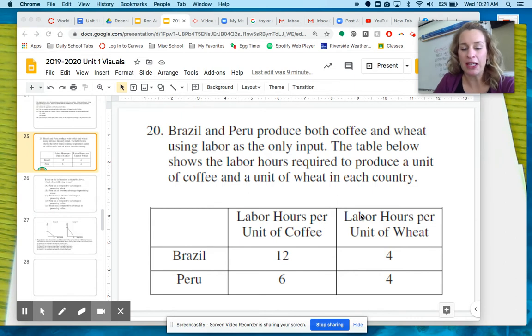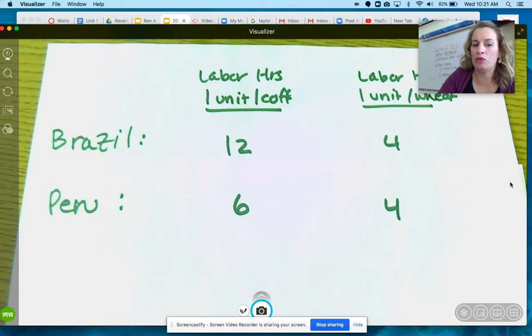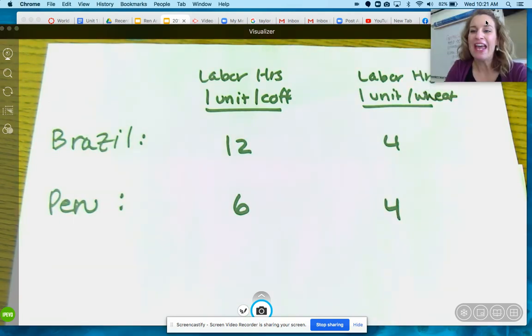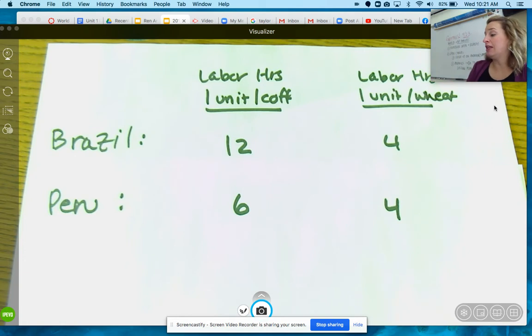I have taken the data from the table and I have moved it over to a piece of paper. So if you haven't done that, I would recommend that you do that. And then the next thing is as we look at these, we think step one with comparative and absolute advantage, make one of these products on a level playing field. Now, if I look at this data, I notice that that's already done with wheat. So both of these countries take 4 hours to make 1 unit of wheat.